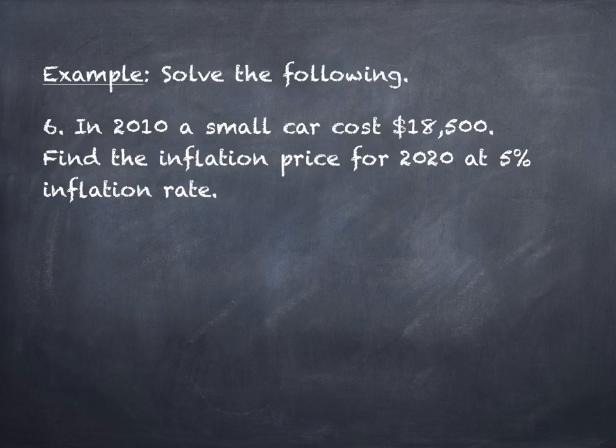Okay, good. Last problem. This says in 2010, a small car cost $18,500. Obviously, that's a very generic statement. Our purpose is really not being specific on the problem, but to just show you how the inflation part works. Okay, so I get it. Find the inflation price for 2020 at 5% inflation rate. Now, you'll notice what this didn't do is it didn't say anything about how things were compounded or how to do the problem per se.